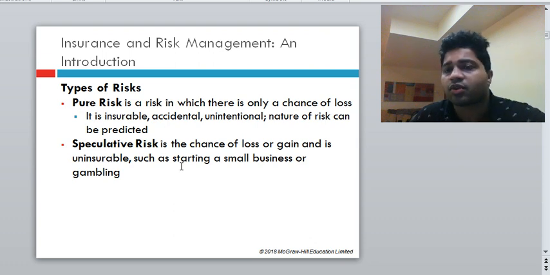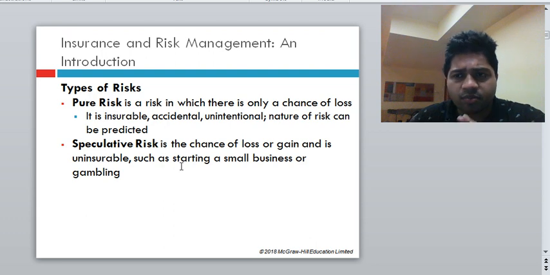So death is a form of pure risk. Accident is a form of pure risk. There is no possibility of profit from accidents.